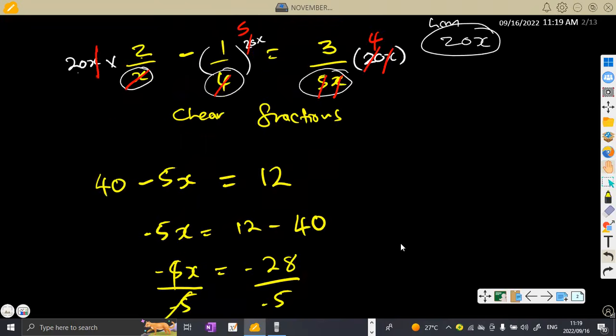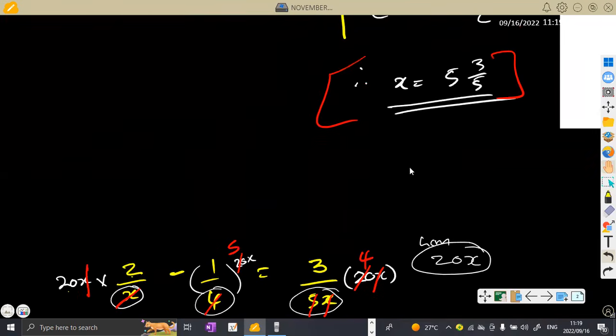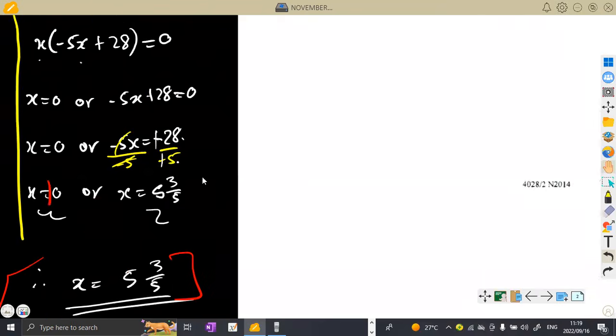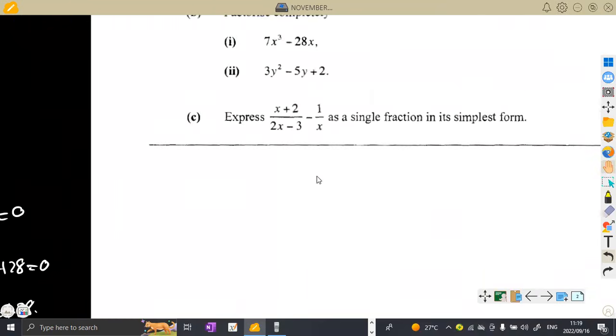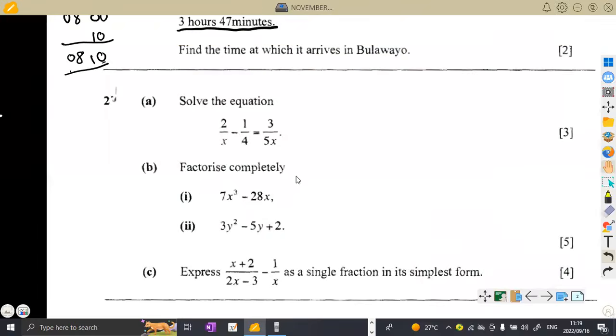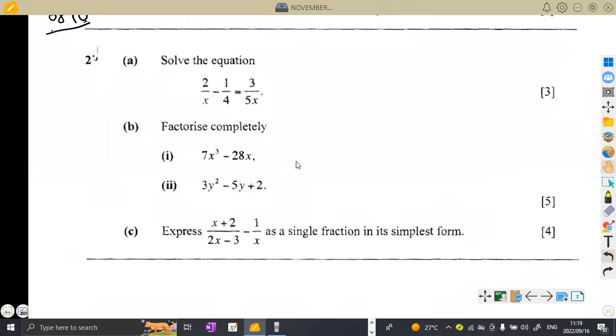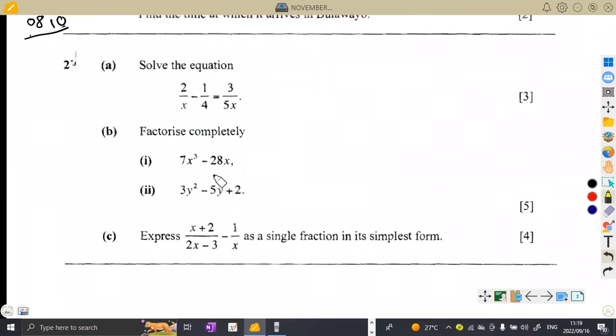Okay, so let's check another question. Let us just get back to our question here. All right, so the B part now is to factorize. So these ones, we can even do them here. Factorize 7x cubed minus 28x.